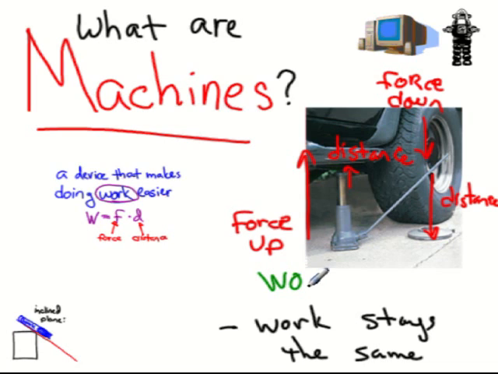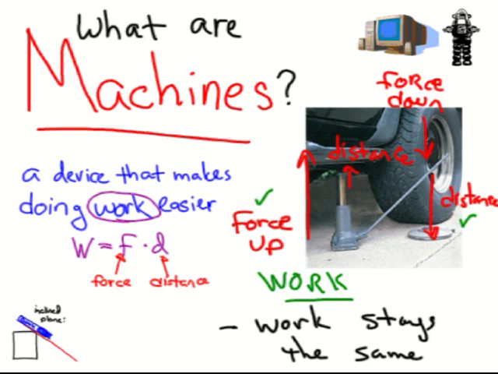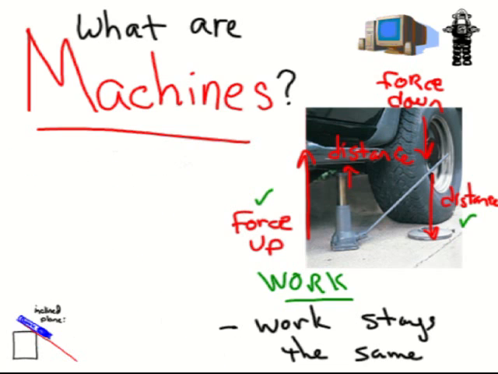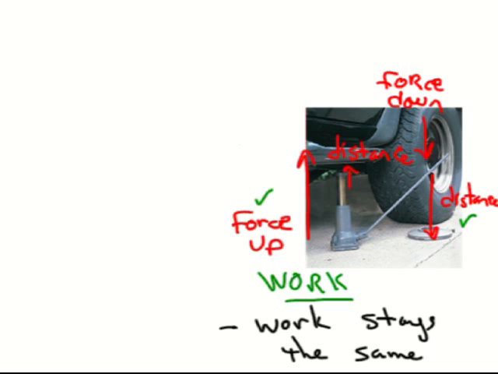Now, because we're looking at work, the amount of work being done on the car using the jack is the same as if we were lifting up with our bare hands. But the difference is that we have an increased upward force because we've increased the distance. This is where our equation comes in. Work is equal to force times distance. So if we can manipulate force and distance over the distance of moving that object, we can actually make it easier to move it.